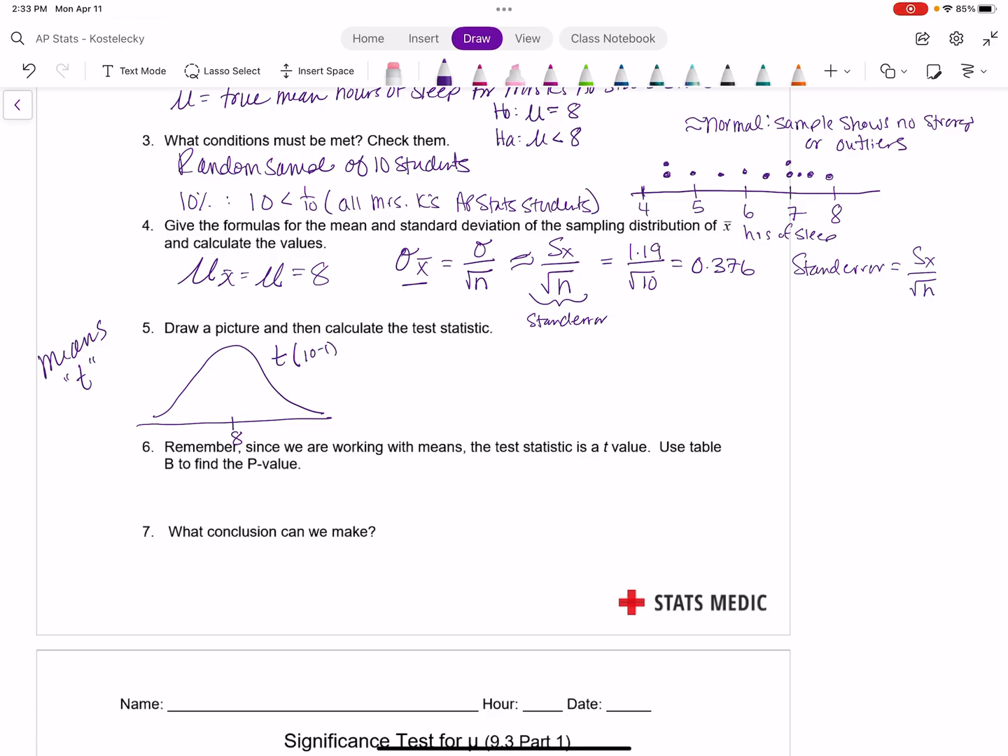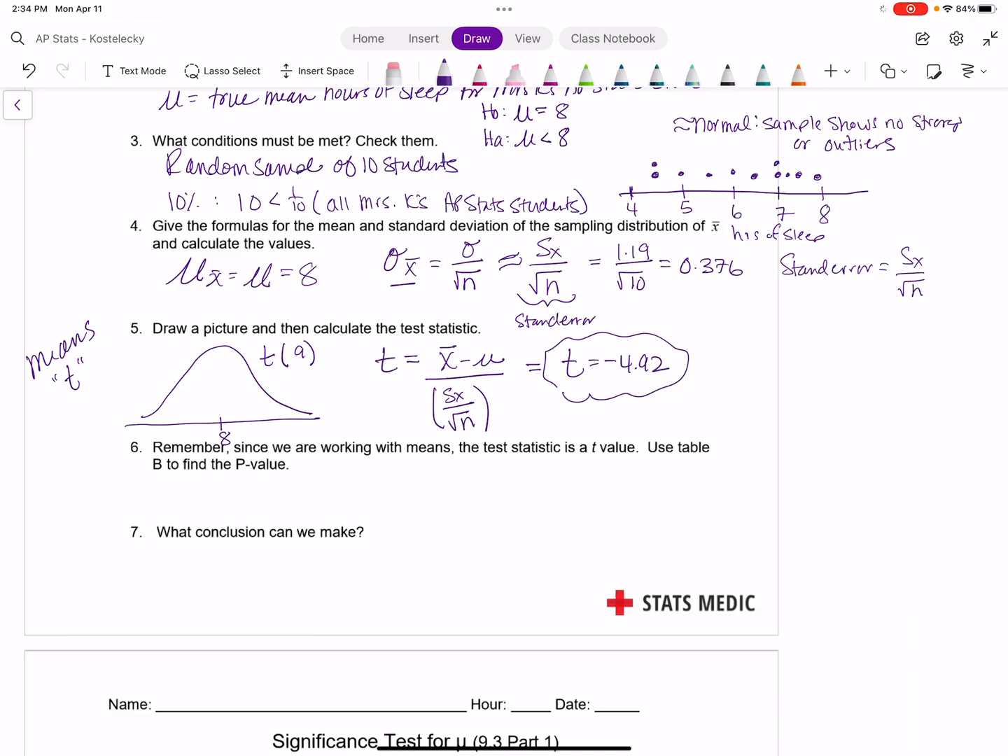So this would be t of 9. All right, my t-score is going to equal, so don't put z here anymore, we're finding a t value. My t is going to be equal to x bar minus my mean divided by s of x over square root of n. My test statistic, t, is equal to negative 4.92.